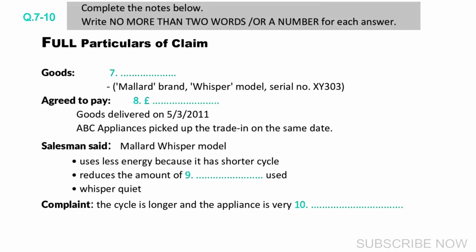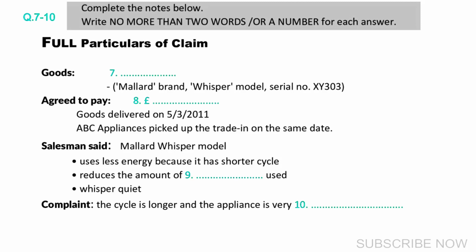XY303. Great. Now I need to know how much you agreed to pay. It cost £1,000. Did you trade in your old machine? Yes, as a matter of fact, I did. Okay. Now, what were you given for the trade-in? £250. So, in actual fact, the purchase price you agreed on was £750. That's right. And they delivered the goods 2 days later, on the 5th of March, and picked up the trade-in at the same time. Now, think carefully about this next question.